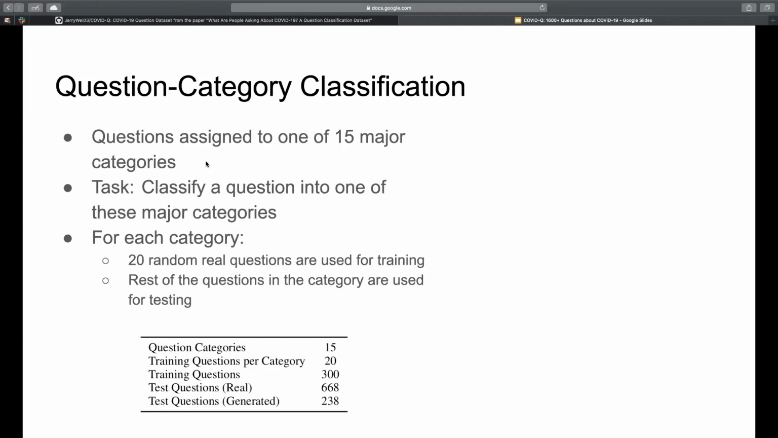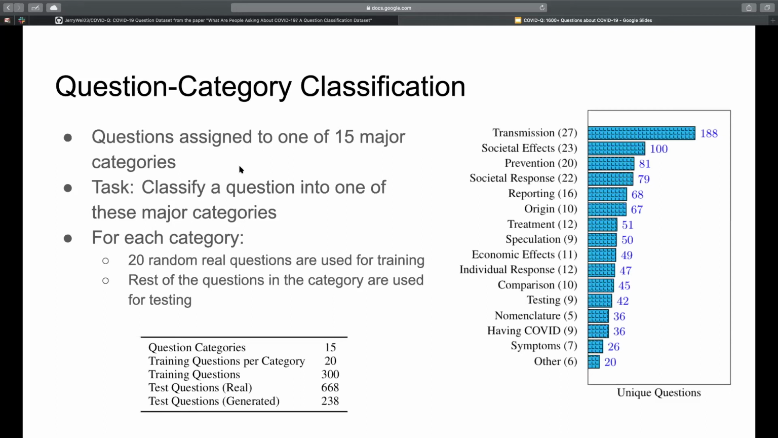So to split our data set into training and testing sets, for each category, we pick 20 random real questions to use for training, and the rest of the questions in that category are used for testing. As a refresher, here's the distribution of questions for each category. You'll see that we picked 20 real questions for our training set because our smallest category that we use, which is symptoms, only has 26 questions in it. After splitting the data set, we end up with 15 question categories with 20 training questions per category, and that gives us a training set size of 300 questions. We also have 668 testing questions that are real and 238 author-generated testing questions.